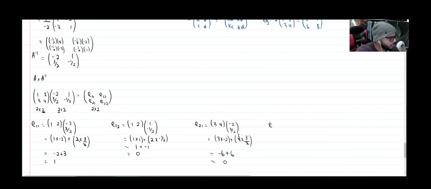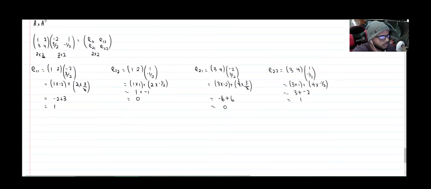And lastly, E22: second row, 3 4, second column, 1 minus a half. First by first plus second by second, 3 plus 4 by negative a half is minus 2. That's 3 minus 2, which is 1. So my solution, A times A inverse, is equal to E11, E12, E21, E22, which is equal to the identity matrix.